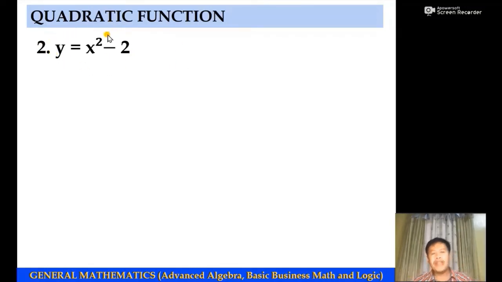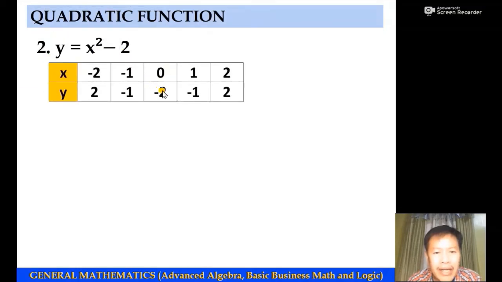And that is to identify first the vertex, because after identifying the vertex, you are going to put that vertex in the middle of our table. Therefore, our vertex is (0, -2), and this is our table. From here, decrease 1 unit going to the left so that you can have the value of x here. So this is -1, then -2.